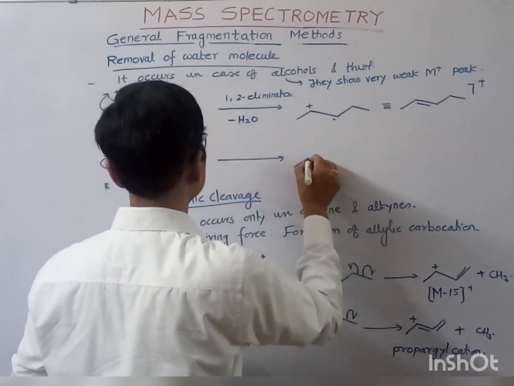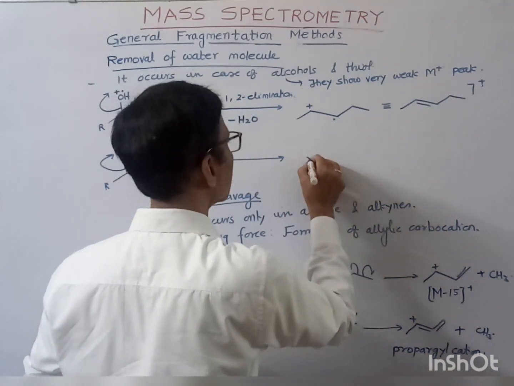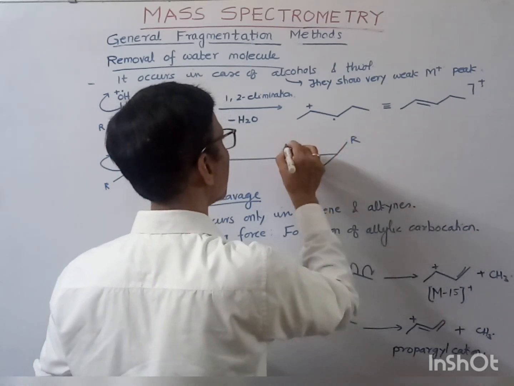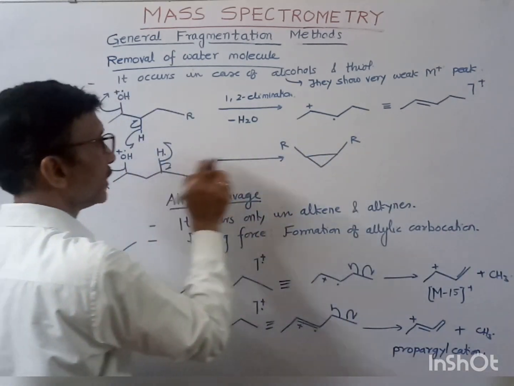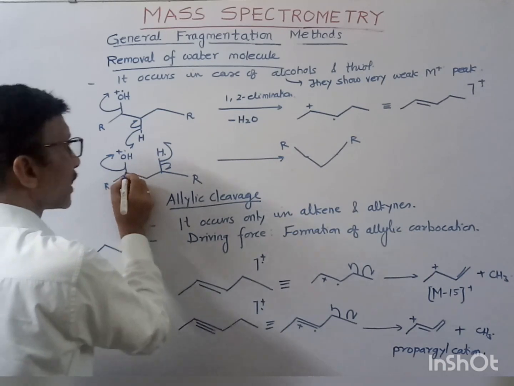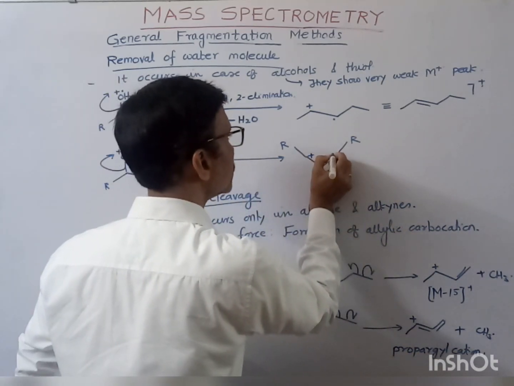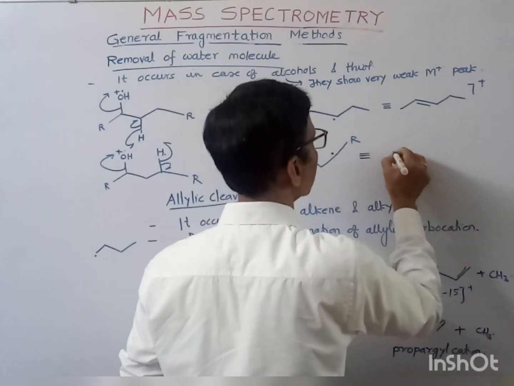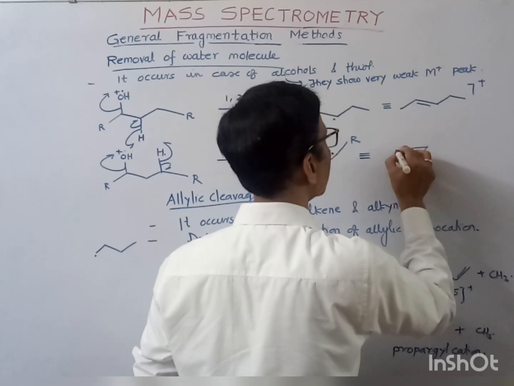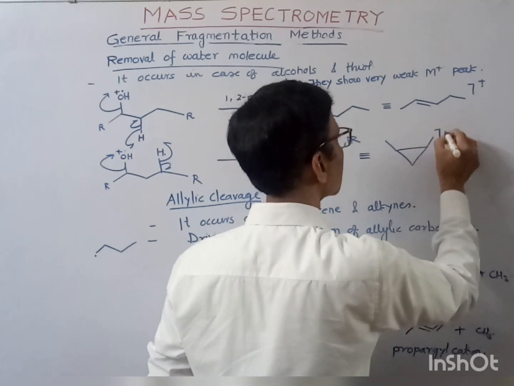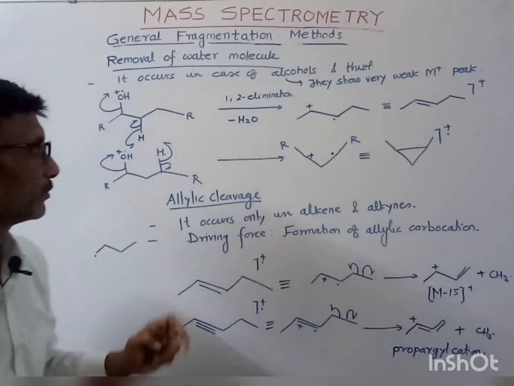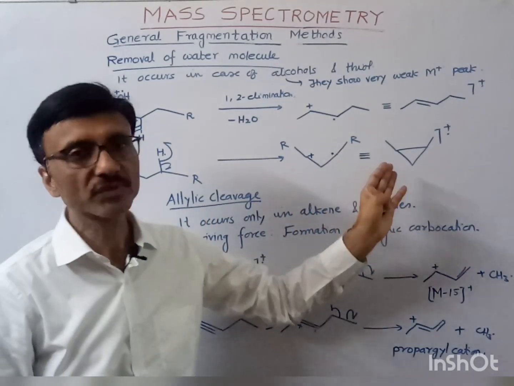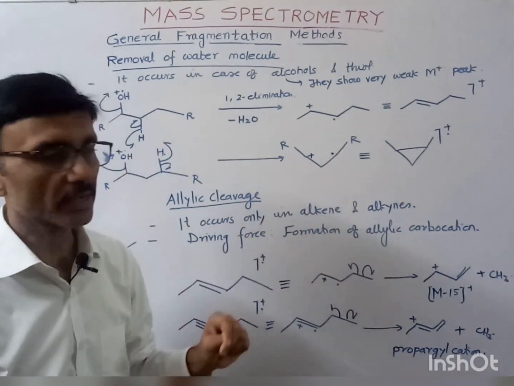So what you can see is that at this carbon positive charge is coming and here this radical is coming. Okay, so we may show this radical cation in this way. We may show the radical cation like this. So this removal, this elimination of water molecule, is taking place with the formation of a cyclic transition state.